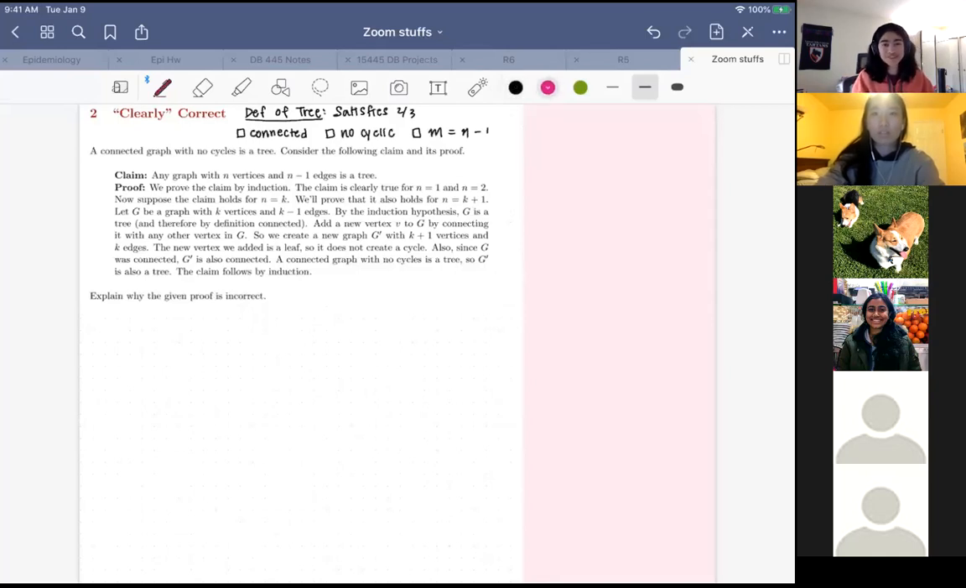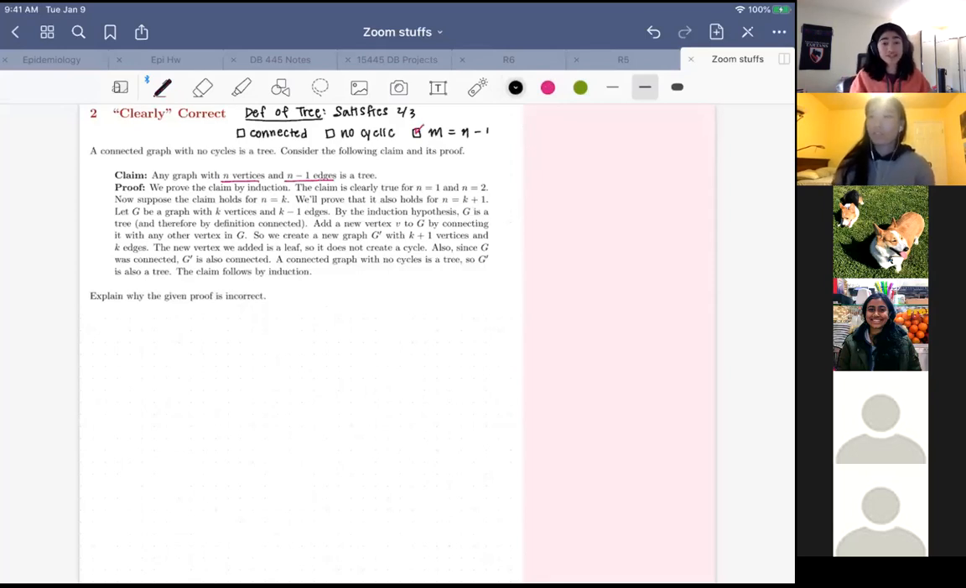But somehow this proof is claiming that actually, if you've got n vertices and n minus 1 edges, in other words, if you only satisfy this one, then you're a tree. So right off the bat, we know this has got to be wrong because a tree has to satisfy at least 2 of these properties. But let's go through the proof and see why they think this incorrect property is true.